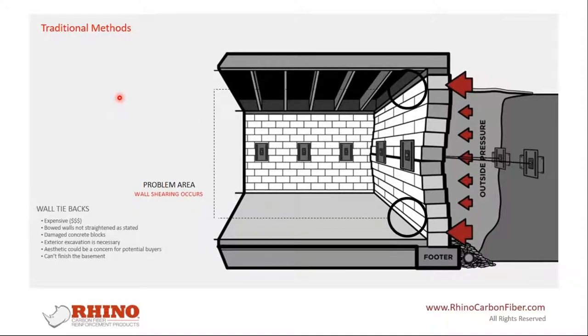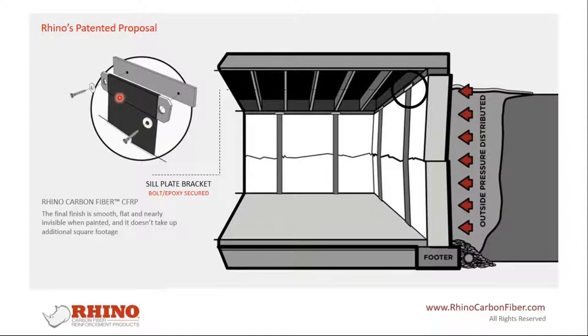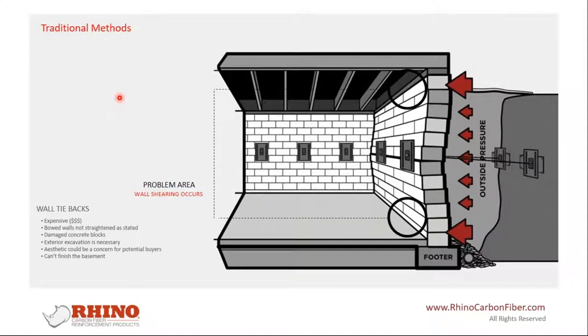And here is another method we might use to fix the problem, the wall tieback. As you can see here, it requires exterior excavation. The steel panel installed here only holds a small part of the wall. So this might end up with concrete block damage where the panel is installed, or grid damage in another place.